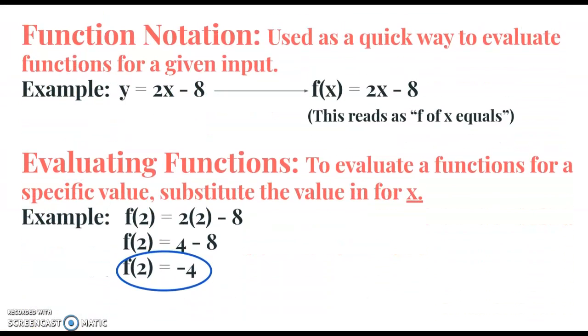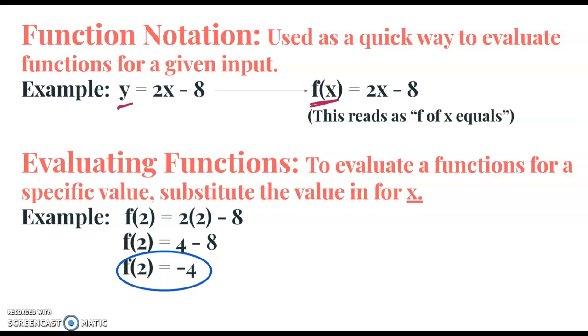Okay, last thing we're going to talk about is function notation. Function notation is a quick way to evaluate functions for a given input. And all you're doing with function notation is putting f of x in place of y. It's the same thing. If you see y equals 2x minus 8, that's just an equation of a line. F of x equals 2x minus 8 is still just an equation of a line.